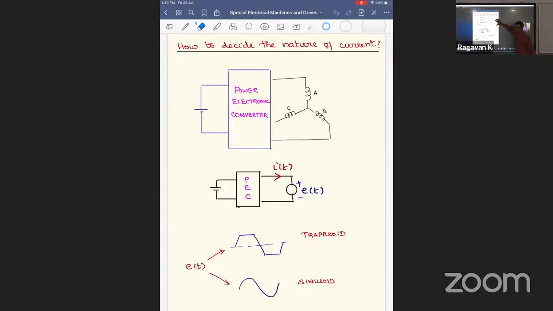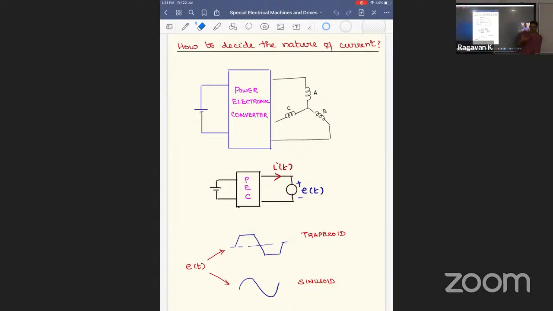If it is a trapezoidal back EMF, then in place of the field, which I have not shown, there will be a field sitting in the rotor. If the field is not permanent, then that particular motor is referred to as a brushless DC motor. If the electromagnet is replaced by a permanent magnet, then it's called a permanent magnet motor.